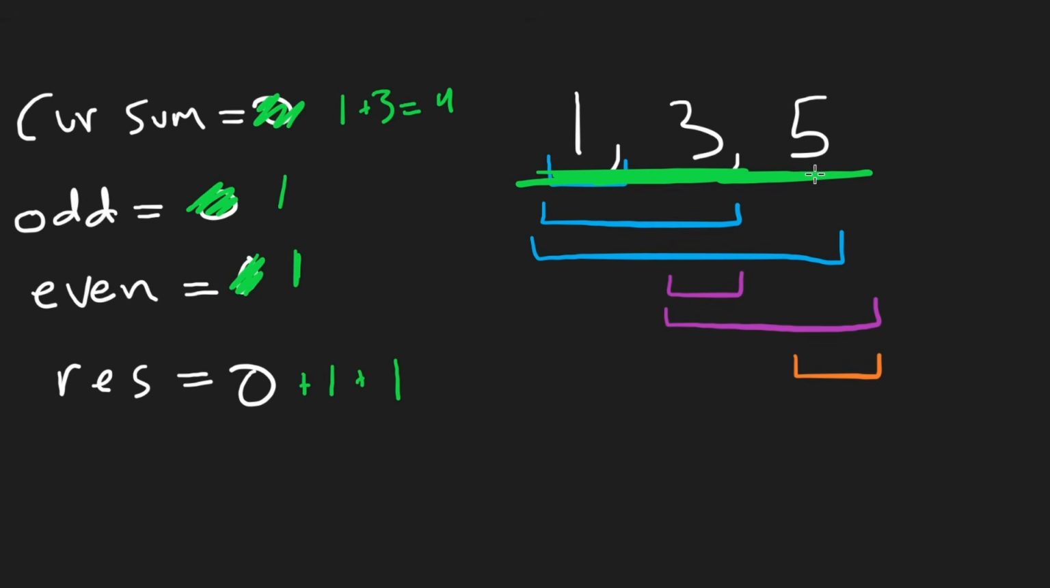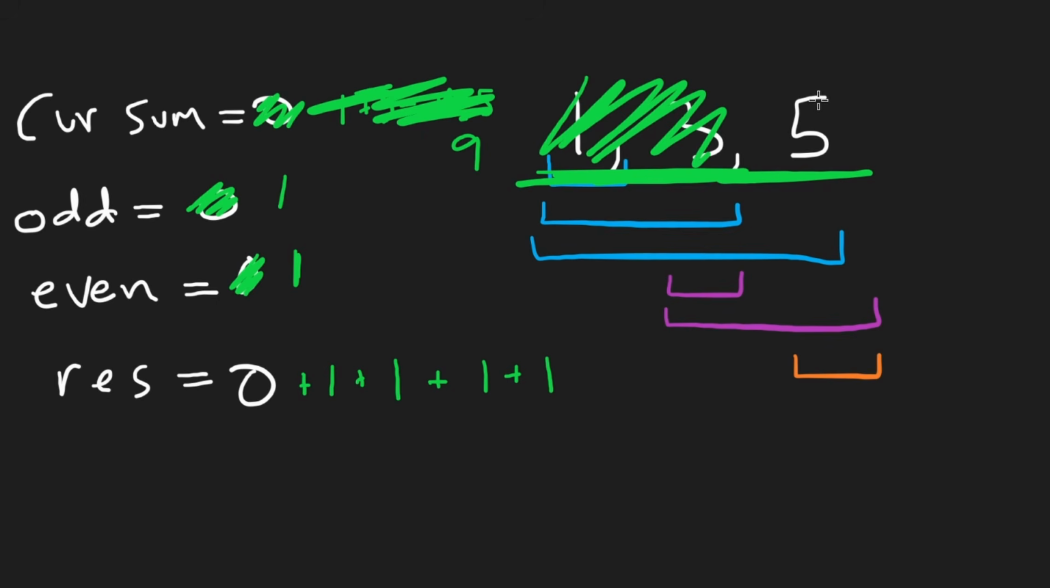Okay, so now we add the last number. We get 5. We have a total sum of 9. So I'll get rid of all this. It's an odd number. We will automatically have a +1 for the result. And we will also take whatever even was and add that to the result as well, because we know for any even subarray, we can remove that from an odd number and the leftovers will still be odd. So that's it. I know this was a pretty small example.